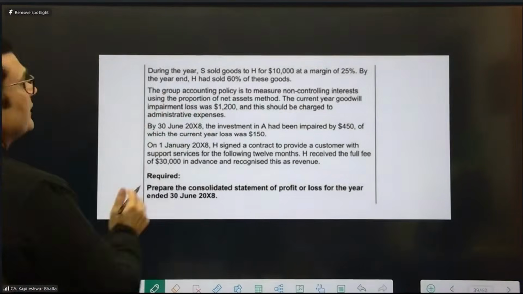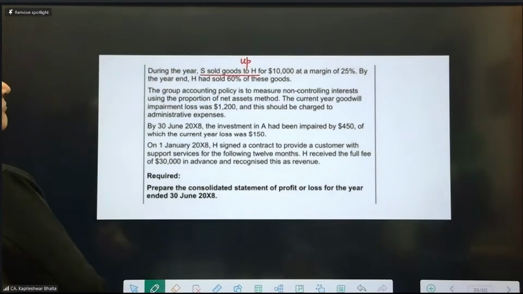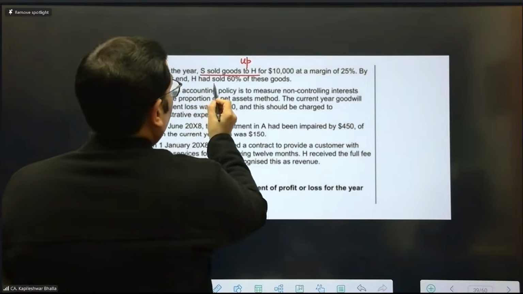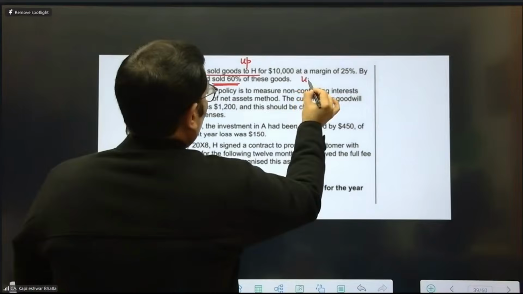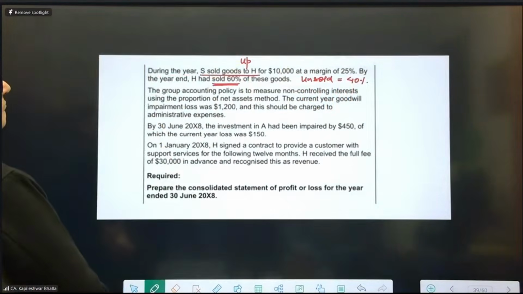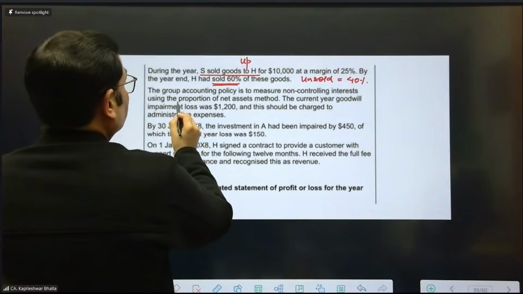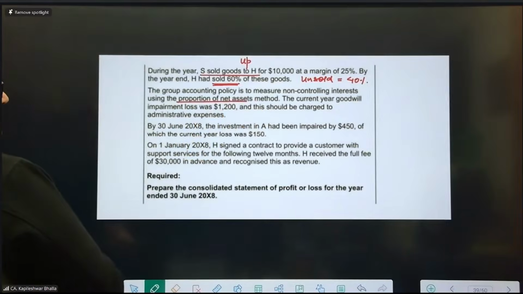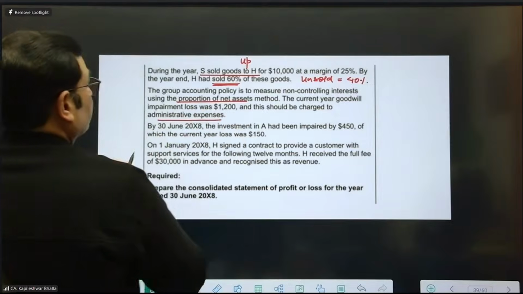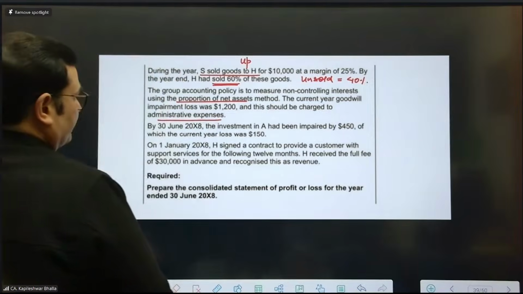Then it says during the year, S sold goods to H, that means it is upstream in nature, for 10,000 at a margin of 25%. And by the year end, H sold 60% of these goods. That means what is unsold is equal to 40% at this stage. Then it says the group accounting policy is to measure the NCI using the proportion of net assets, and the current year impairment is given, and this should be charged as a part of the administrative expense. So we're given the impairment, we're given the fair value adjustments, we're given the stock reserve.